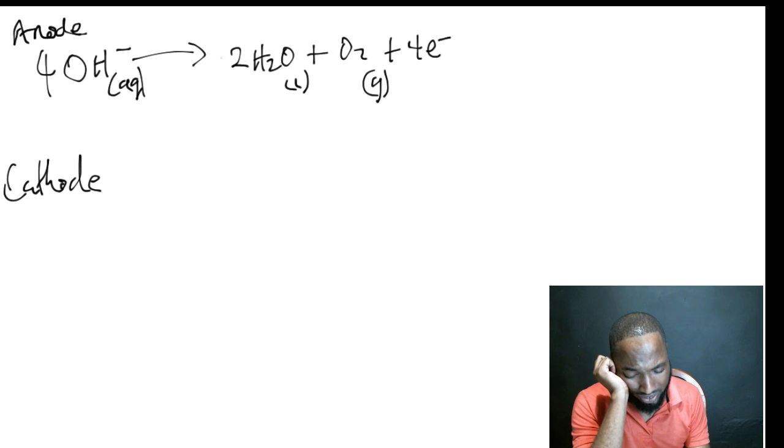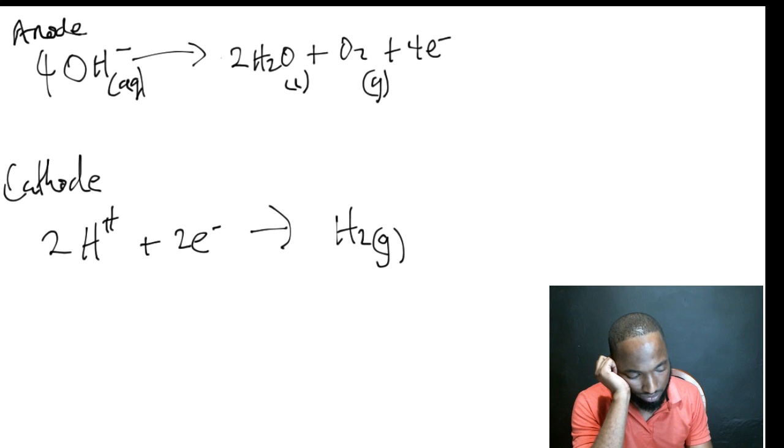At the cathode, what do we see coming off again? Oh, the cathode was just H plus ions. So you need 2 of them, and they're going to join up with 2 electrons because the cathode gives things electrons. And you're going to get H2 gas. Right? And because of that, you'll see effervescence, bubbling.